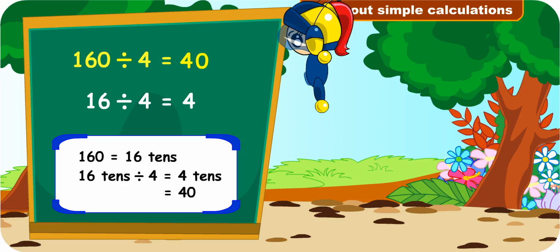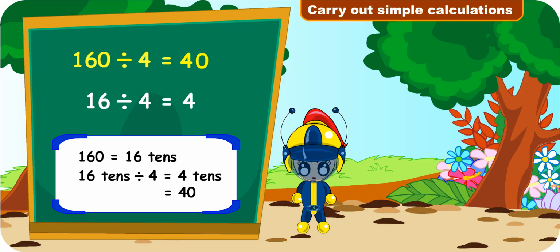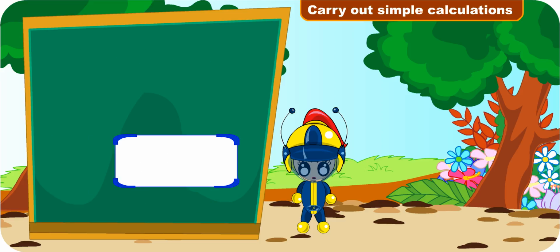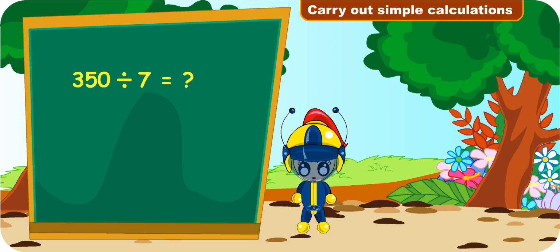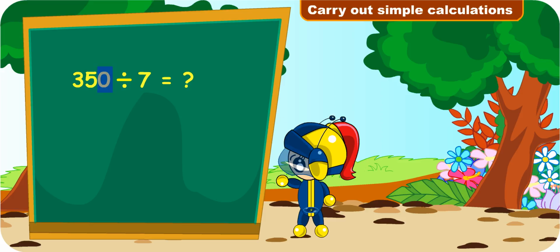This is getting really fun. Do you have another one for me to solve? Alright, can you find what is 350 divided by 7? Let me first ignore the 0 in number 350 and divide 35 by 7, which is equal to 5. Then I put back the 0 by writing it behind 5. The answer to 350 divided by 7 is 50.